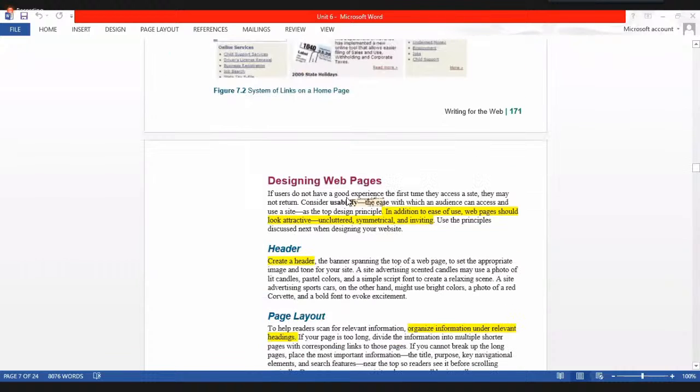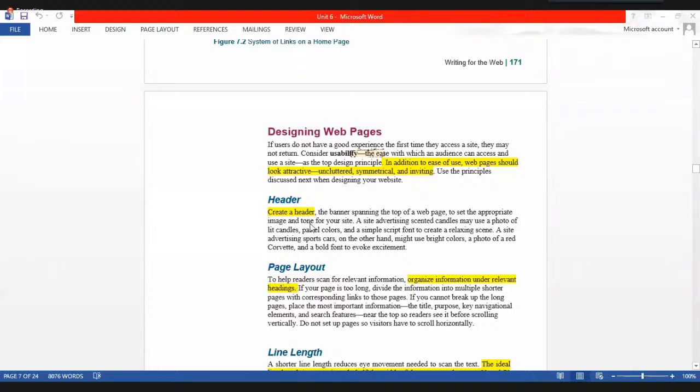Okay. Then another is designing web pages. How can we design? Now designing comes. See, in addition to ease of use, web pages should look attractive, right? Whatever web pages you are going to design, one thing you should keep in mind, that it must look attractive, uncluttered, symmetrical, and inviting. I mean, everything should be systematic there. Uncluttered means everything systematic. So you have to make the web page look attractive. Everything should be systematic so that it can draw the attention of the viewers.